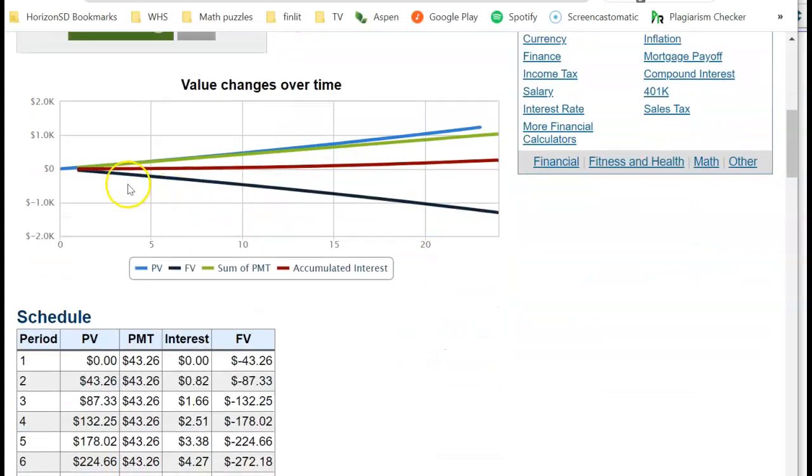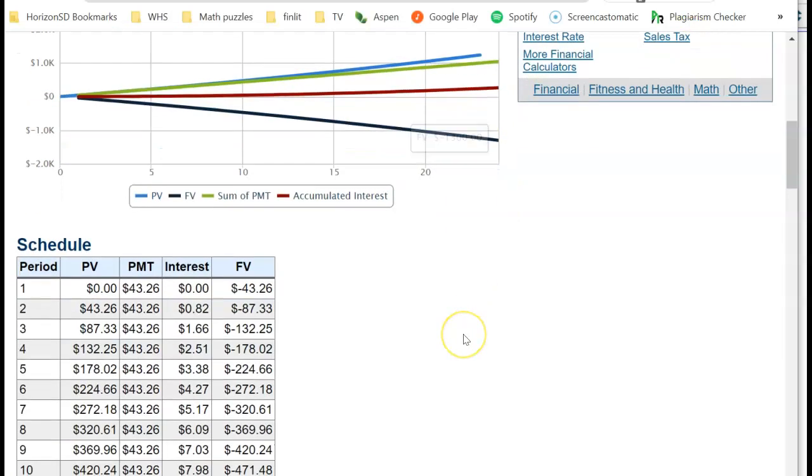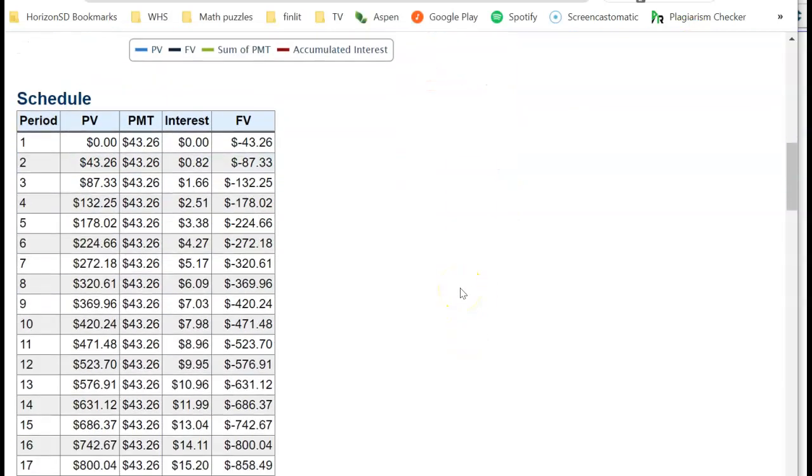You can see the chart. The black line is the amount you still want to put in. Of course, it's going down as you put payments in. The red is your interest. You can see it does grow. If we left it in for more years, the curve would climb quickly.